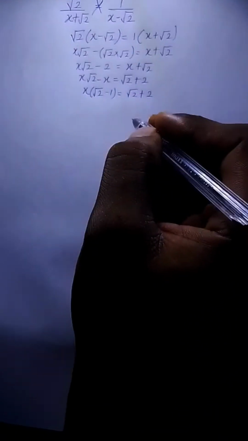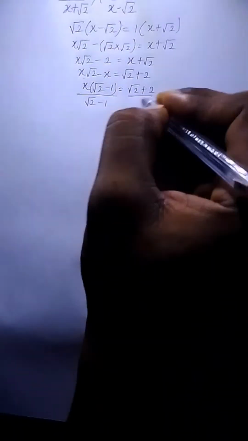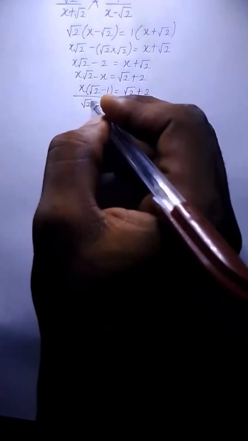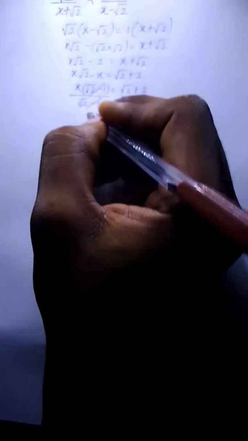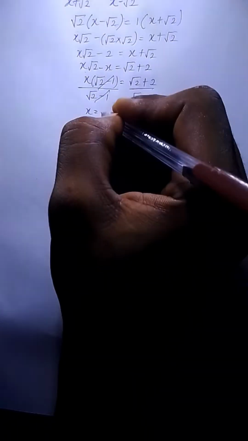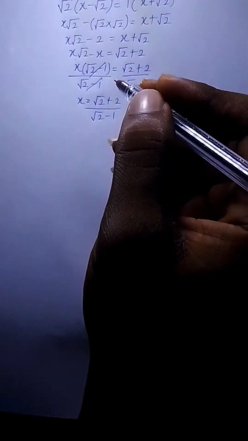Alright, so what else are we doing? From here we can now divide both sides by root 2 minus 1 to find the value of x. So when root 2 minus 1 cancels root 2 minus 1, we have x equals root 2 plus 2 over root 2 minus 1. And then what are we going to do here?